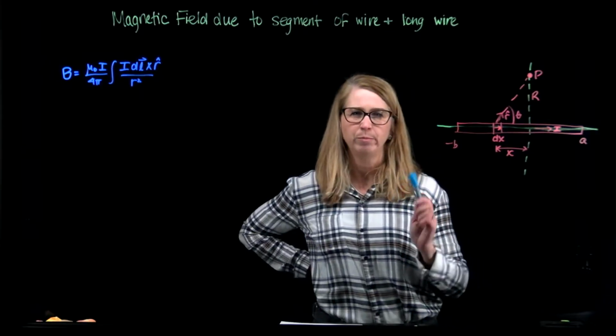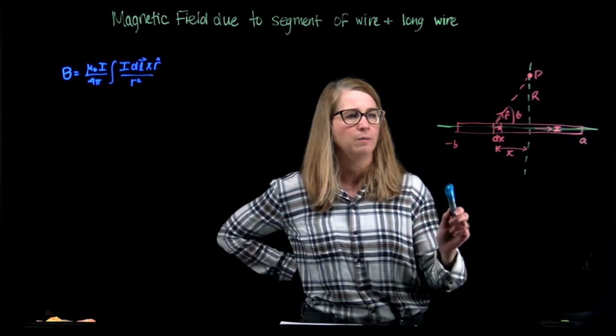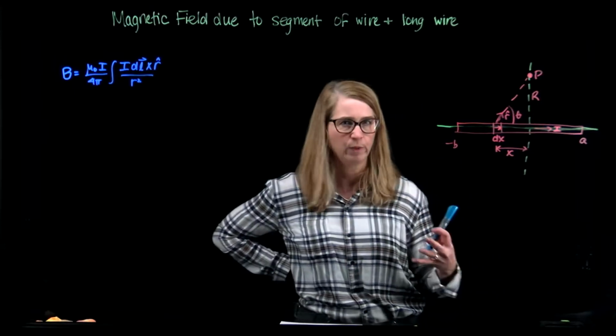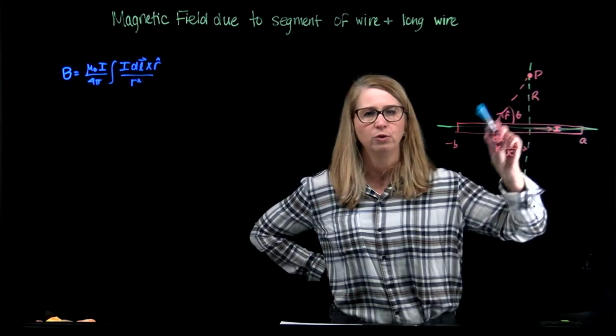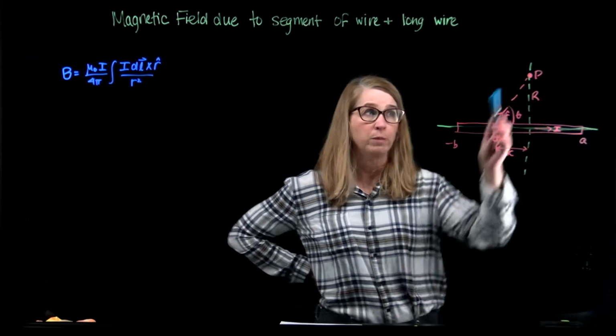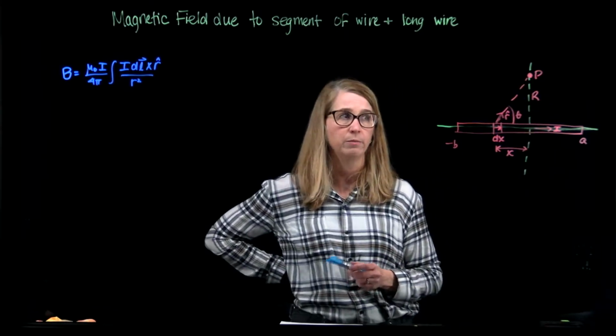I actually purposely didn't make it symmetric to the y-axis. And so I said that it goes from minus B to plus A just to be more general. And we're interested in the magnetic field due to this wire. The wire is traveling to the right at point P, which is a distance big R away from the wire.